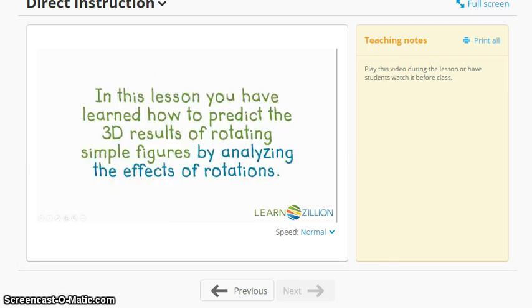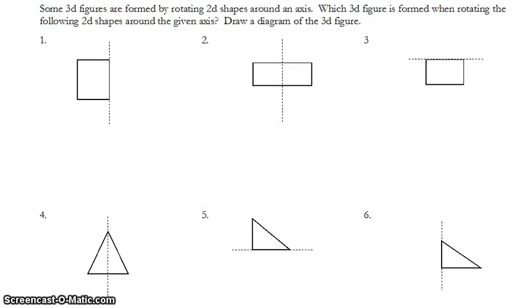In this lesson, you have learned how to predict the three-dimensional results of rotating simple figures by analyzing the effects of rotations. So that video does a great job of illustrating exactly what is happening when we do these 2D rotations and what's not happening as well. The only thing that's left for us to do is get some practice in actually drawing that rotation.